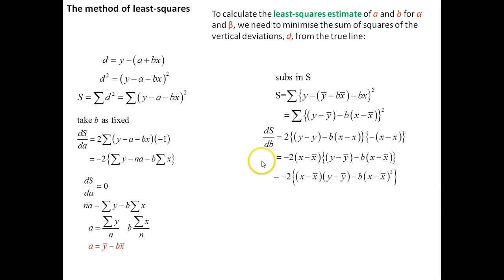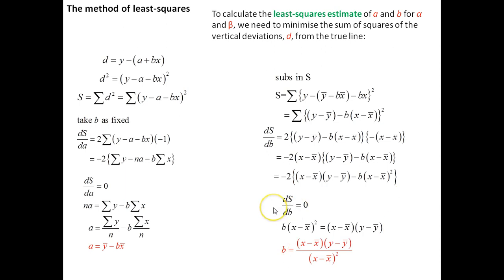Now if I differentiate with respect to b, as I've removed my a, that's the coefficient of b. So it's twice the bracket to the power 1 times the differential of the inside of the bracket. So it's going to be minus (x minus x bar). I can put that in the front and multiply through. So I've got the sum of x minus x bar times y minus y bar minus b times x minus x bar all squared.